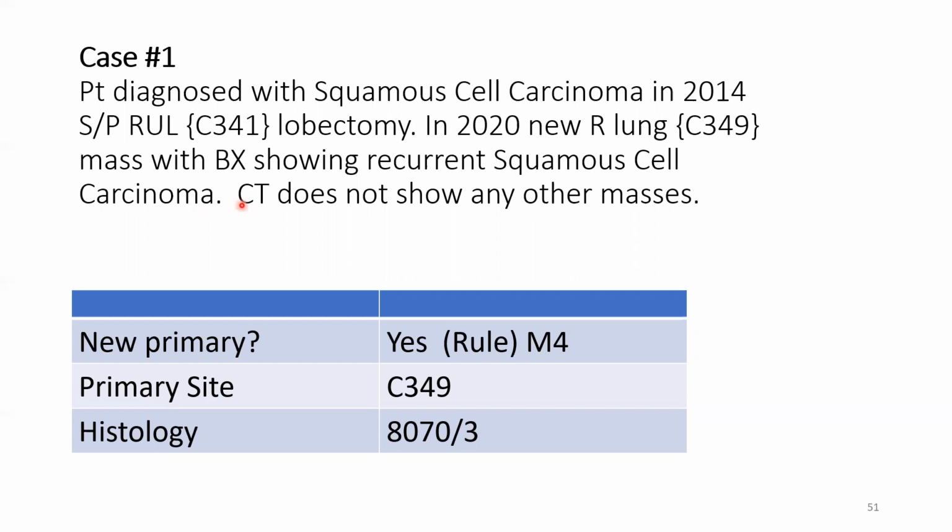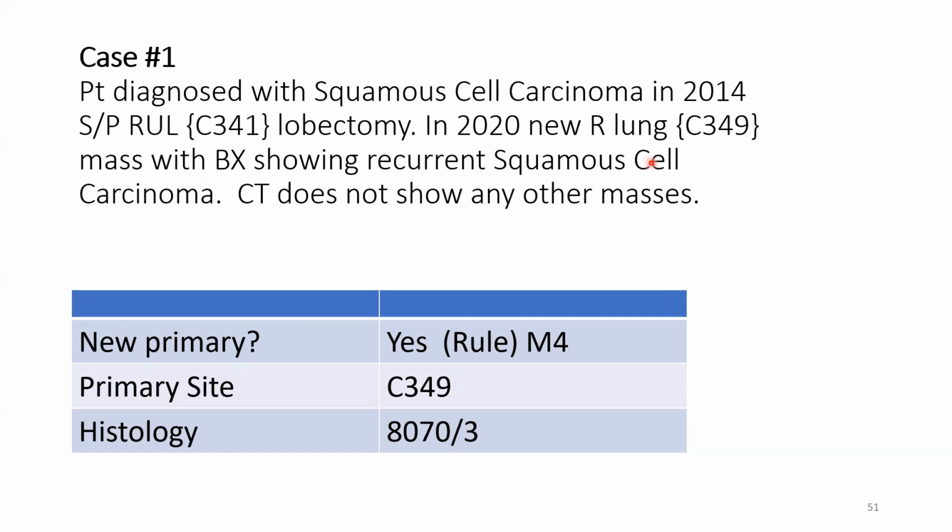And you can see that we have an old tumor already in our database, probably. They had a lobectomy of the right upper lobe. Now in 2020, they come back with a right lung mass. I don't see any other masses on a CAT scan. They did do a biopsy. They're calling it recurrent squamous cell carcinoma.